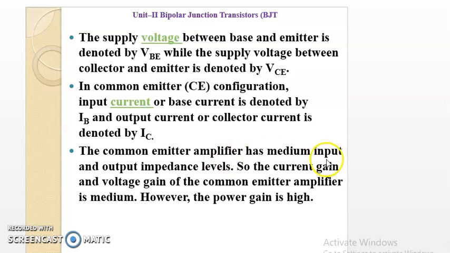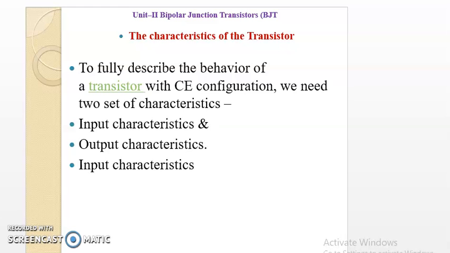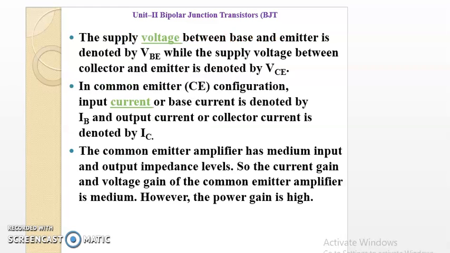The common emitter amplifier has medium input and output impedance levels. So the current gain or voltage gain of the common emitter amplifier is medium. However, the power gain is high. Power gain is what? High.